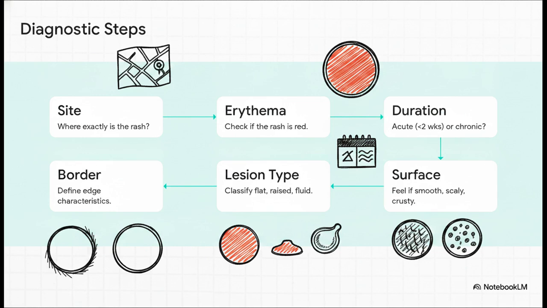Are we talking acute, like under 2 weeks, or chronic? Step 4, feel the surface features. Is it smooth? Is it scaly, crusty? Step 5, classify the lesion type. And step 6, define the border. Does it just kind of fade into the skin, or is there a sharp, accentuated line? By following these exact steps, a doctor can dramatically narrow down the suspect list without a single wild guess. It is literally an algorithm for the human body.